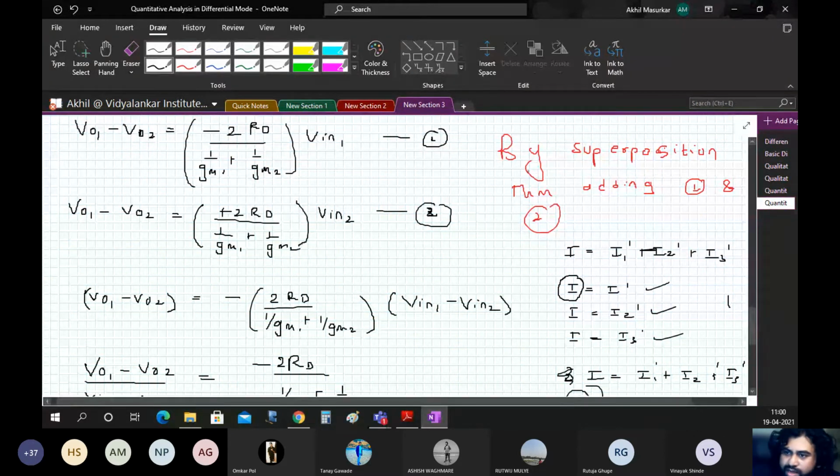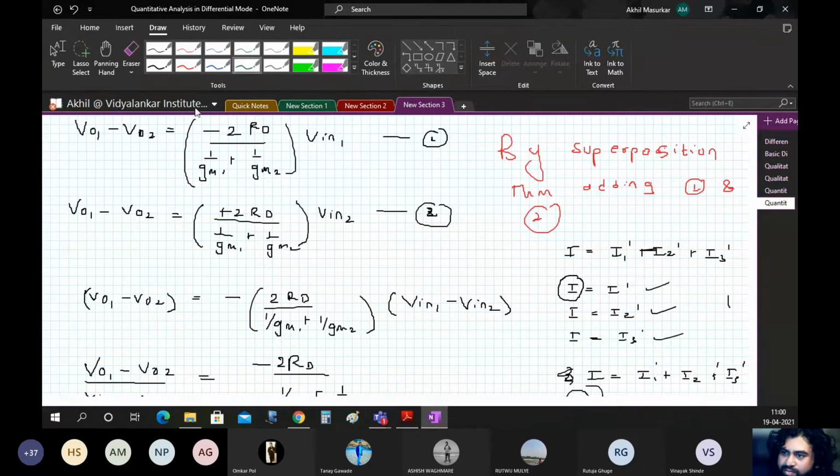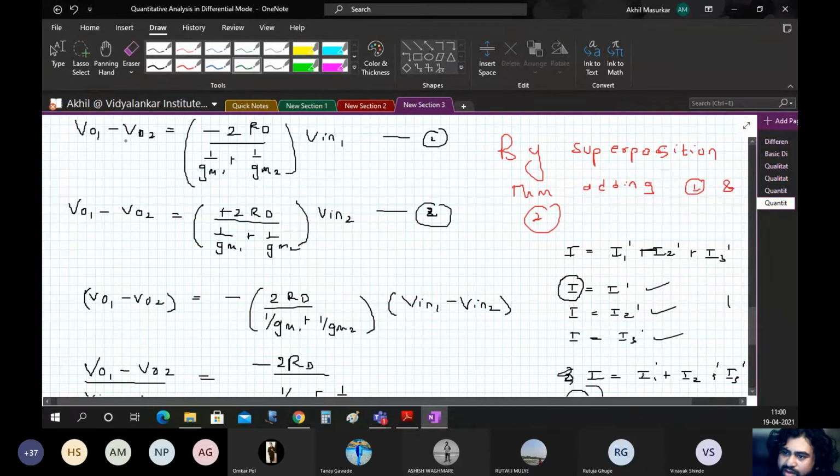So here I'll just add one small note. This is V01 minus V02 due to V in 1. This is due to V in 2, and this is due to both V in 1 and V in 2.